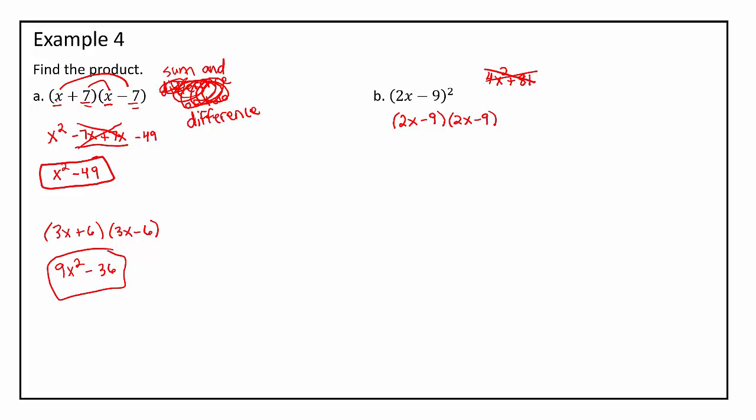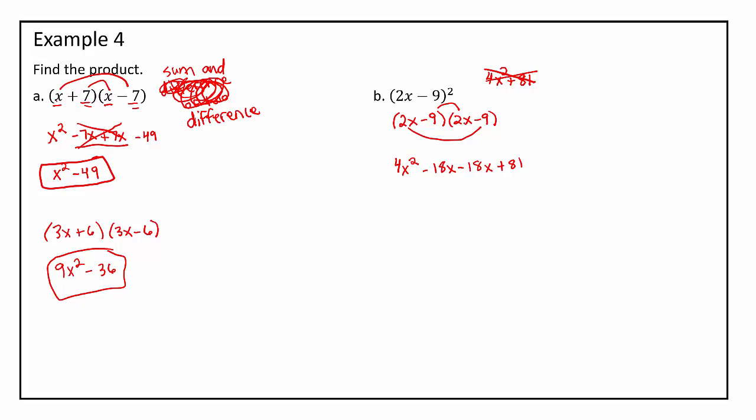And doing it that way shows a lack of understanding of what squared means. Squared means I have the same thing twice, so I would need to FOIL this out. 2x and 2x is 4x squared. Then we are going to do 2x and negative 9, which is negative 18x. And then negative 9 and 2x, which is also negative 18x. Negative 9 times negative 9 is 81.